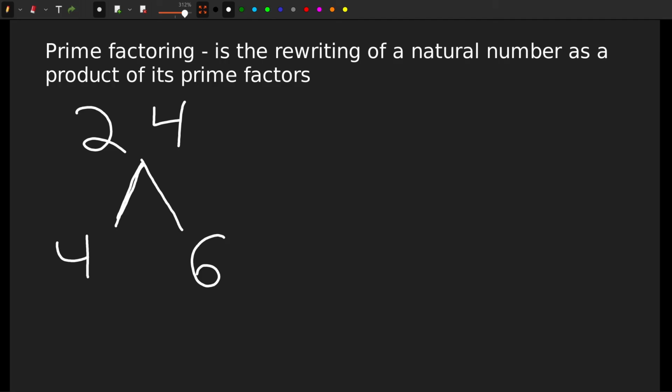Now, at this moment, we need to repeat the process for 4 and 6. So what two numbers get us to 4? Well, we can choose 1 and 4. 1 times 4 gets us to 4. But does that really help us? No, we're left with a 4 again. So let's choose a different number. Let's choose 2 times 2. So 2 times 2 gets us to 4. And for 6, we have 2 times 3.